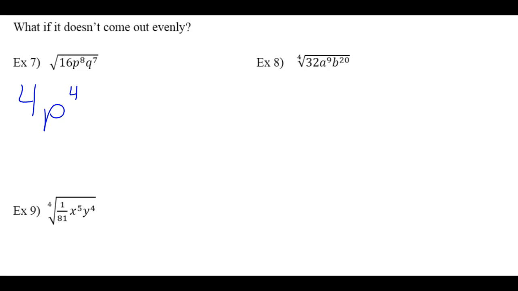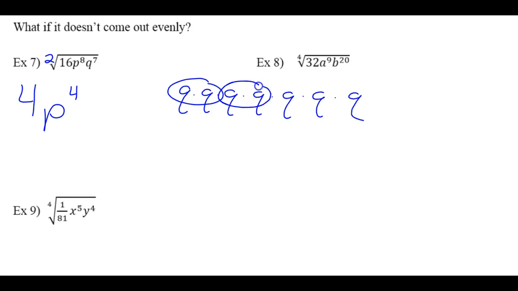But 7 does not divide by 2, because this is a square root, right? A 2 root. So if you think of it, q to the 7th is q times q times q... So a 2 root means pairs of 2. So how many pairs of q come out? 3. q to the 3.